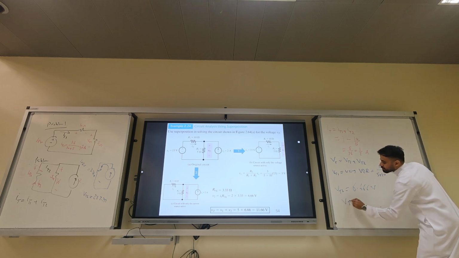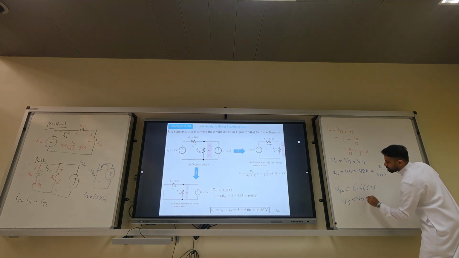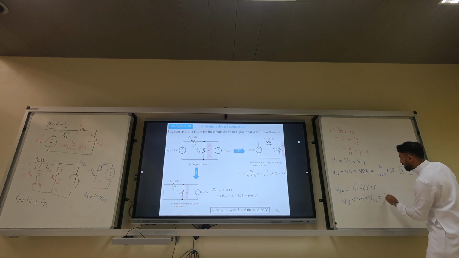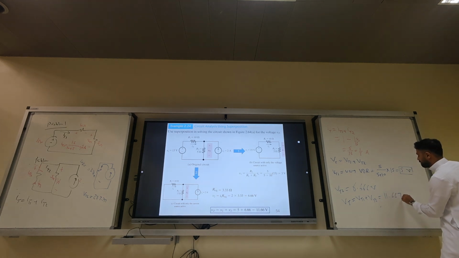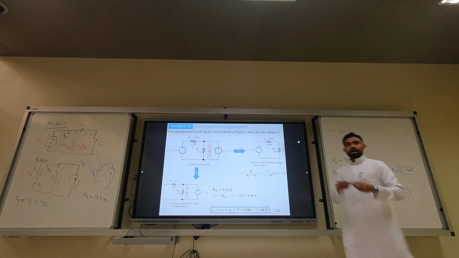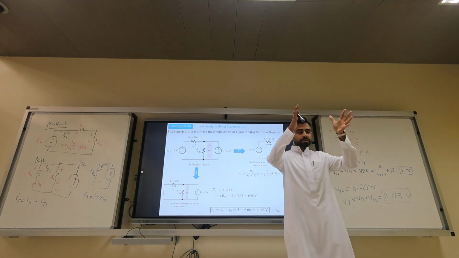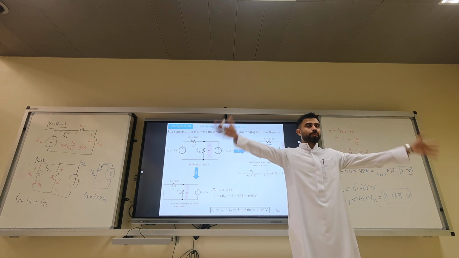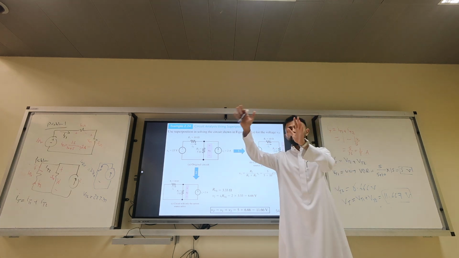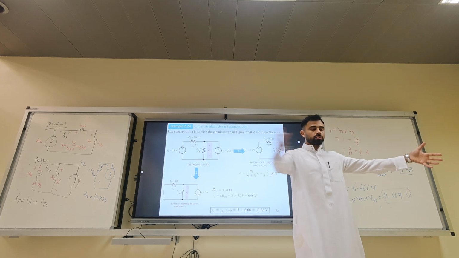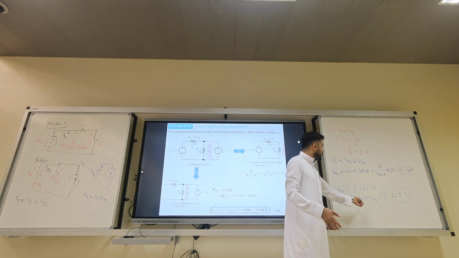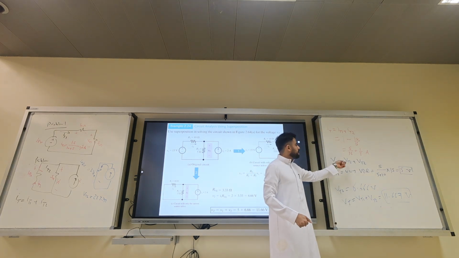So VT equals VT1 plus VT2, which is 11.667 volts. Yeah, Shabab, the superposition, it's like splitting one problem into 2 problems. Solve for problem 1, solve for problem 2, combine numerically the answers, VT1 plus VT2.